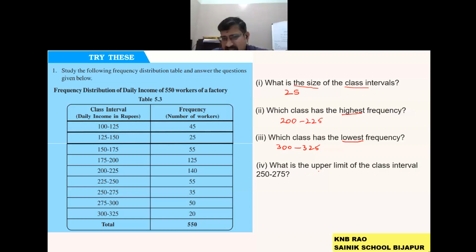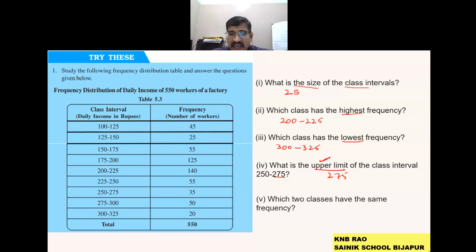275. Upper limit. Upper limit means the maximum one. So, 250 to 275. 250 is called the lower limit, and 275 is called the upper limit in a class interval.